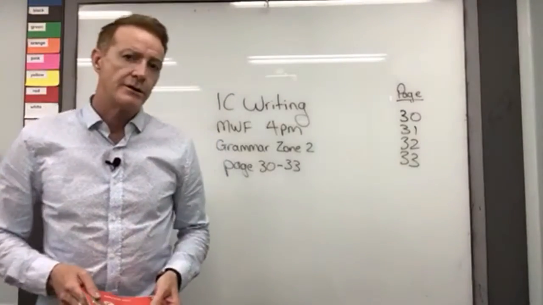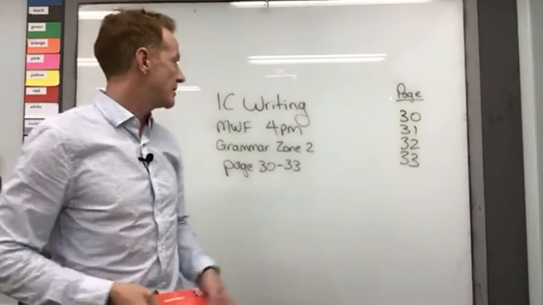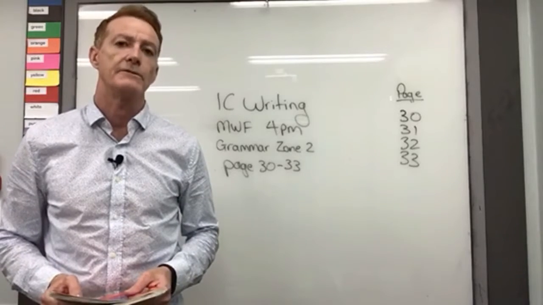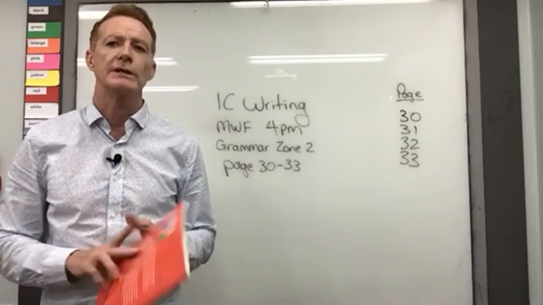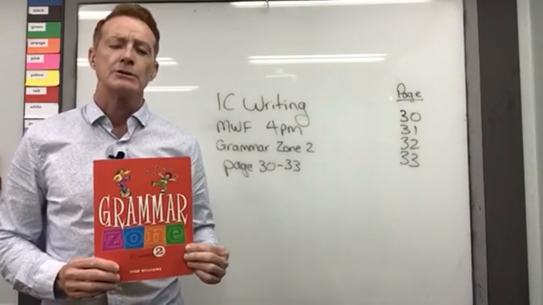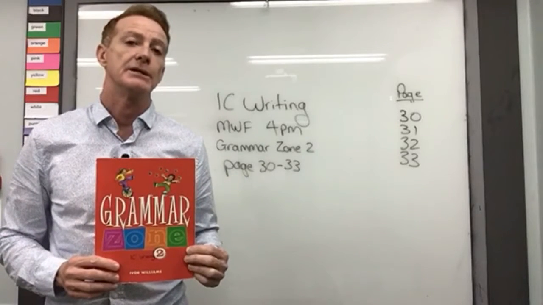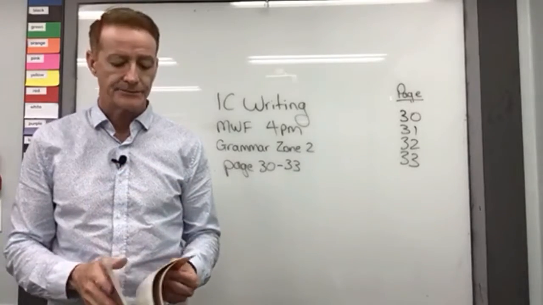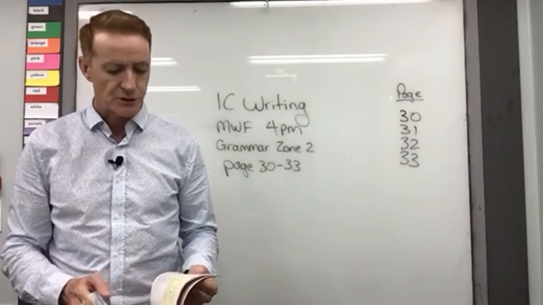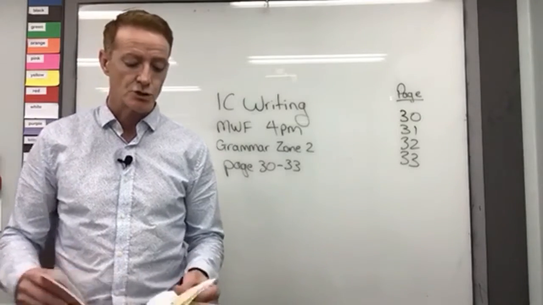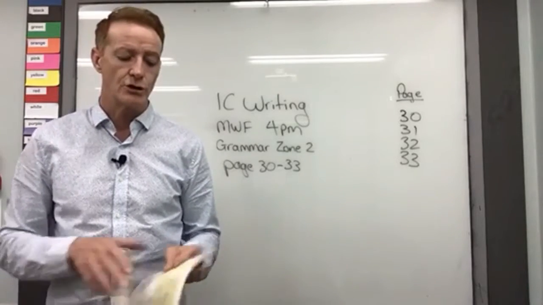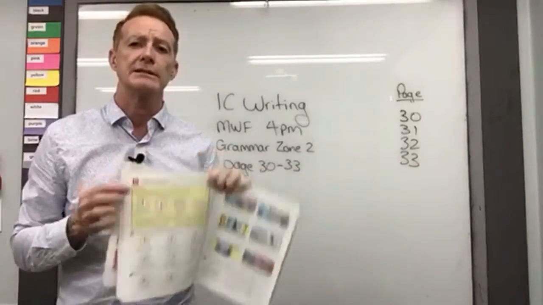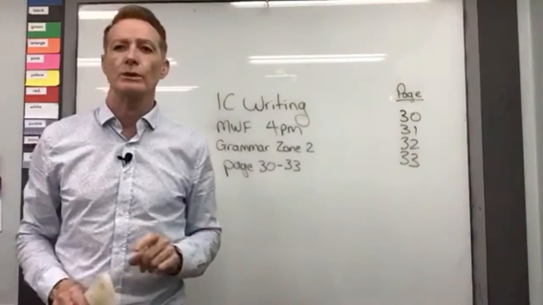Hello and welcome to another video for SSET. Today we are doing our 1C writing class. It is for our Monday, Wednesday, Friday 4 p.m. class. We are doing Grammar Zone 2. So the pages we are doing are pages 30, 31, 32 and 33. It is lessons 11 and 12 in the Grammar Zone 2 book. Lesson 11 and then over the next page, lesson 12. All right, so this is the class we are doing.